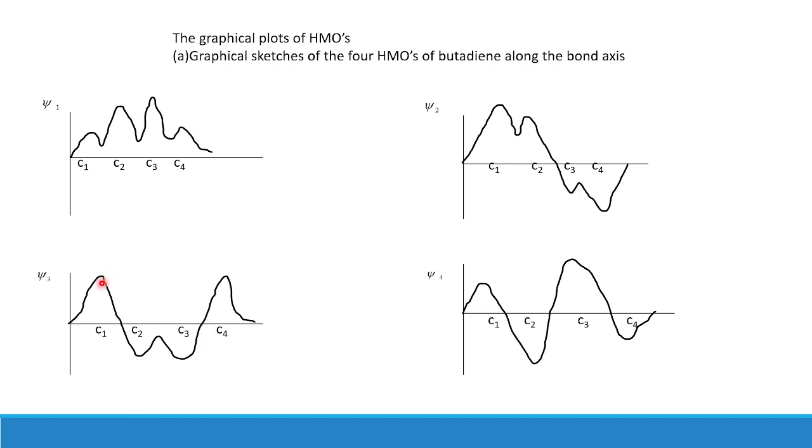So the equation was 0.602 P1, then minus 0.372 P2, then minus 0.372 P3, then plus 0.602 P4. Then similarly, psi 4 has three nodes. You can see here first, second and third. So the equation was 0.372 P1, then minus 0.602 P2, then plus 0.602 P3, then minus 0.372 P4. So in this way we can represent its graphical sketches.